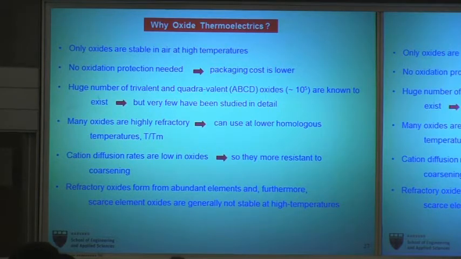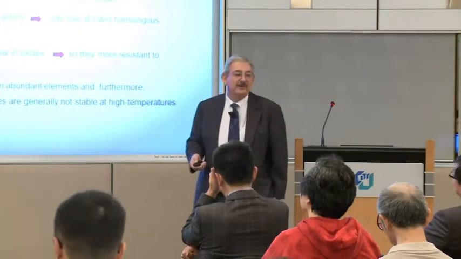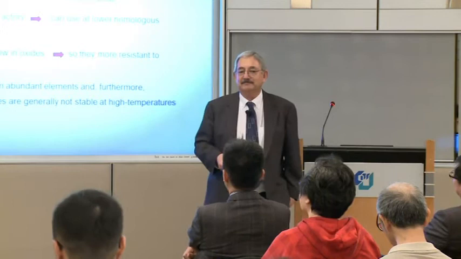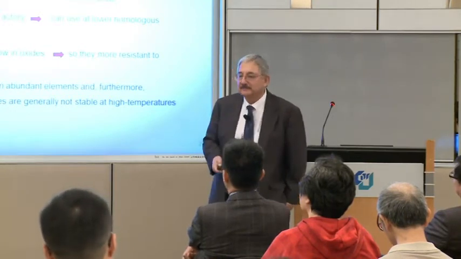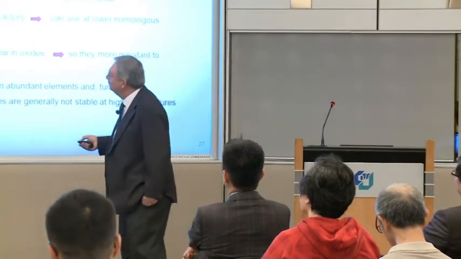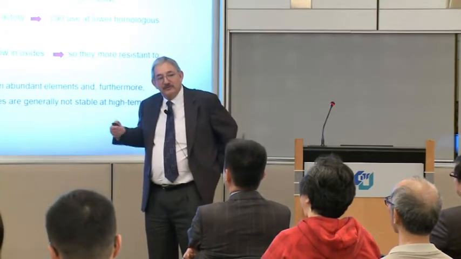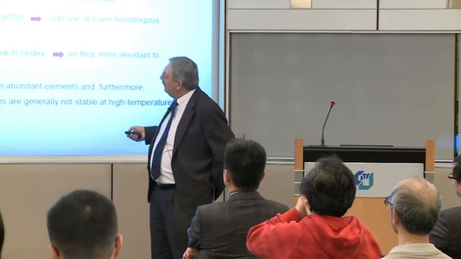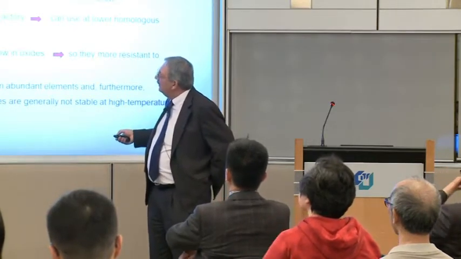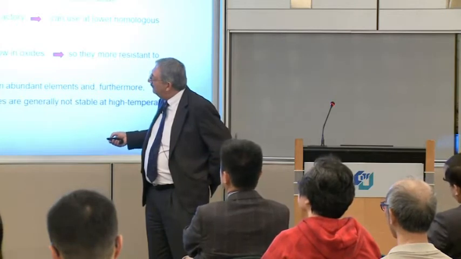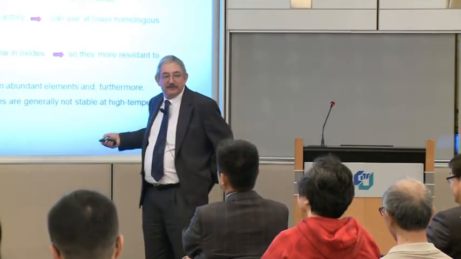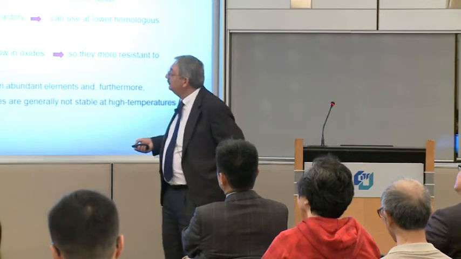There are a huge number of trivalent, quadrivalent, and quintivalent oxides. So if you restrict yourself to quantivalent oxides, there's something like 10 to the fifth different compositions. We haven't explored many of those. Also, being oxides, they have high melting temperatures, and if you choose 800 or 1,000 degrees centigrade as being a typical temperature, it means that these will operate at lower homologous temperatures, just temperature divided by melt temperature.